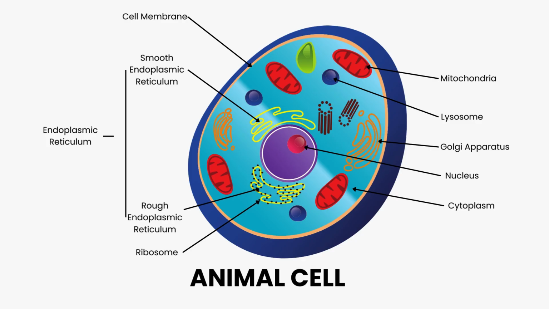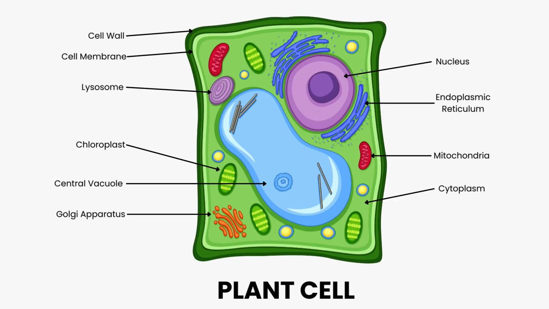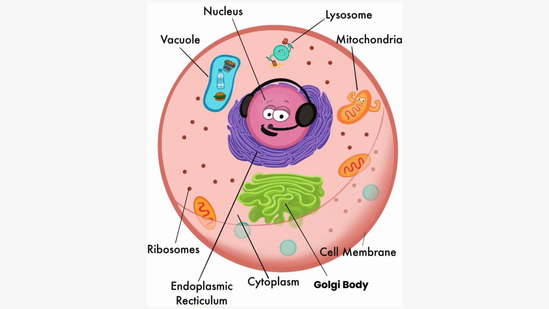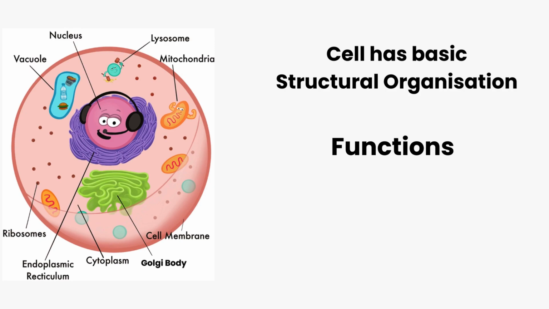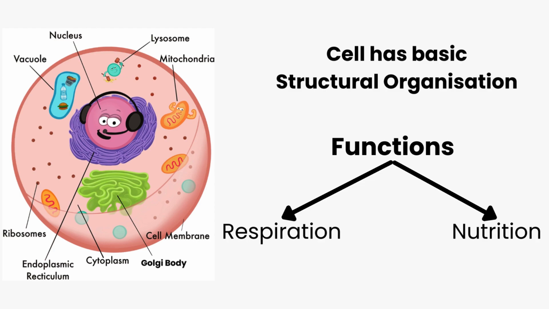Let us see a labeled diagram of animal cell. Similarly, a plant cell looks like this. So these are the complete components of the cell. All the organelles perform their functions for the survival of the cell. The cell thus has a basic structural organization. This helps the cells to perform functions like respiration, obtaining nutrition, and clearing of waste material, or forming new proteins.